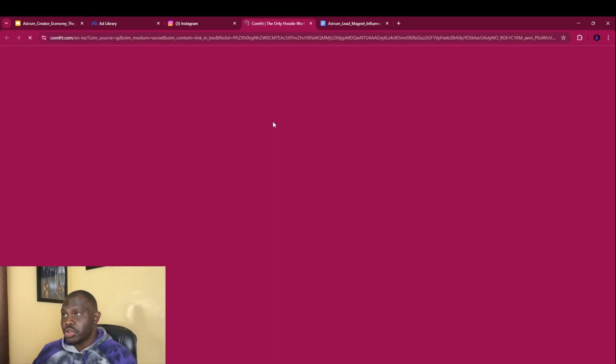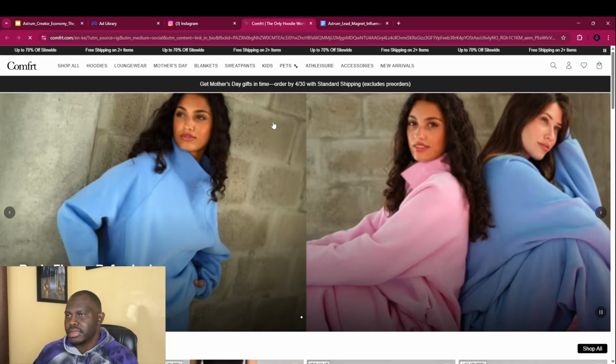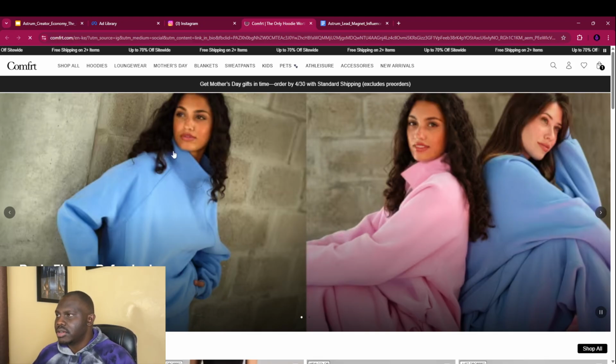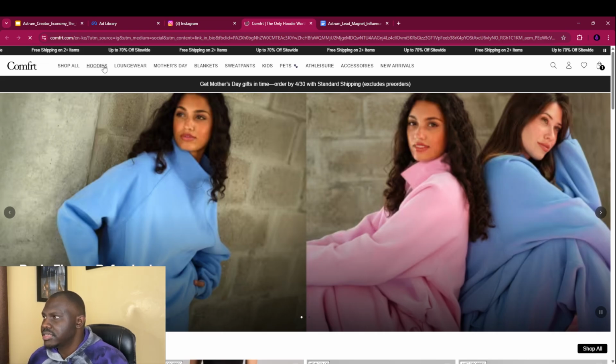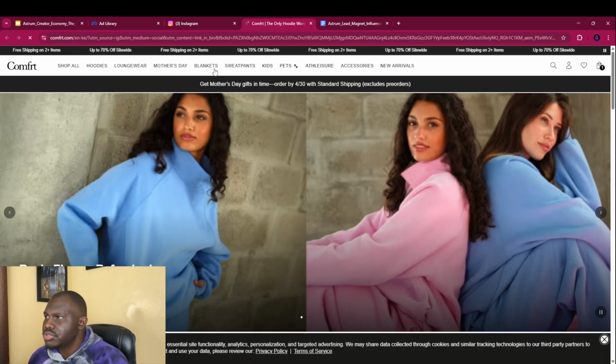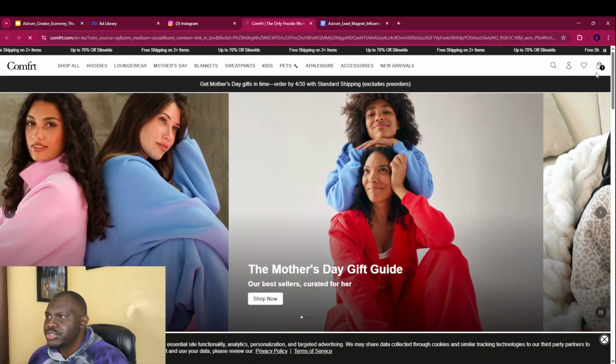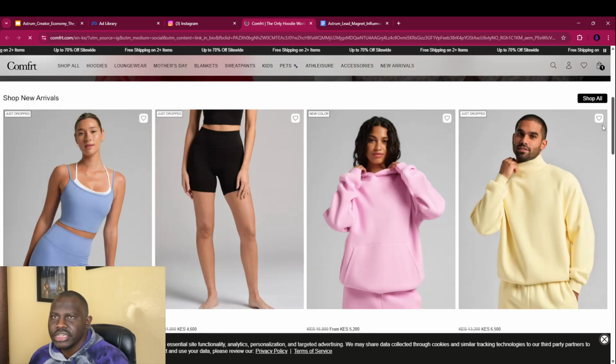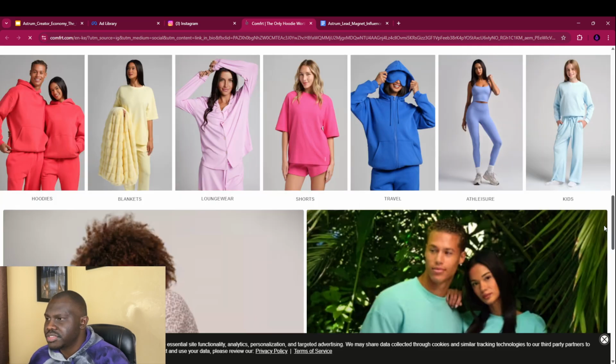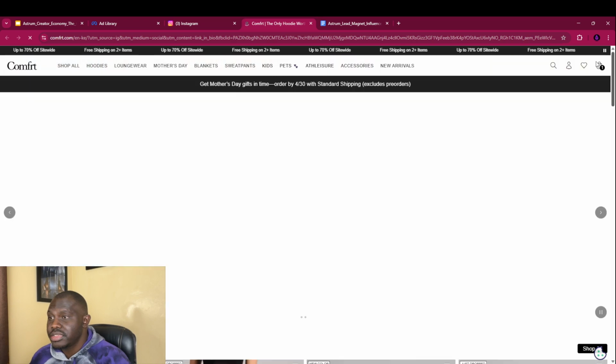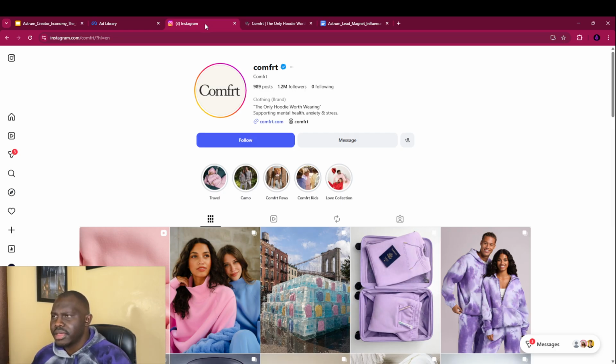I want to just walk you through which particular brand I took this strategy from, then I can go back and break it down. So this is the particular brand, right? Hoodies, loungewear, blankets, sweatpants, kids, pets, athleisure, all that kind of stuff. I took this strategy from this. They are very, very successful, man. I think this year they'll be making $1.5 billion in sales. That's crazy.